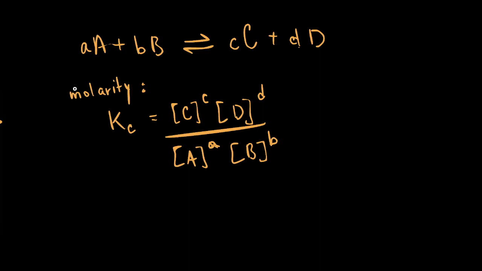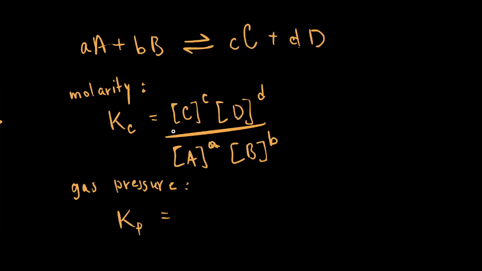This is what we do when we are dealing with molarity. We use these square brackets because that's what we use to denote concentration. But in some cases, what if our products or our reactants are in a gaseous state? If we're in a gaseous state, so we're using gas pressure instead of molarity, and we call this case K sub P for pressure, then again the general form is going to be effectively the same.